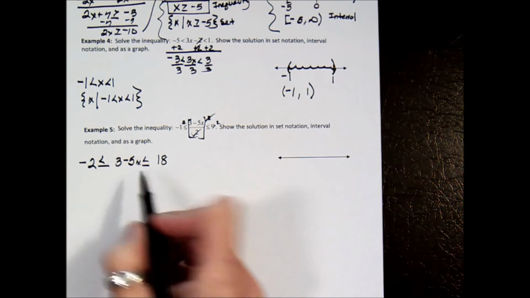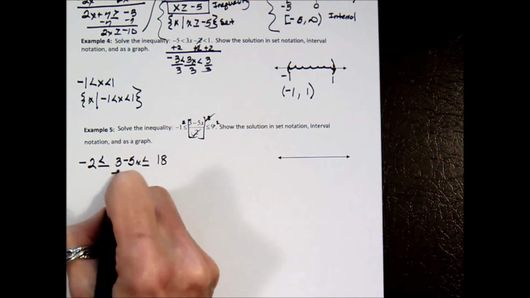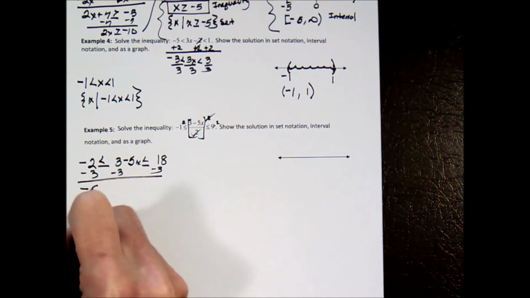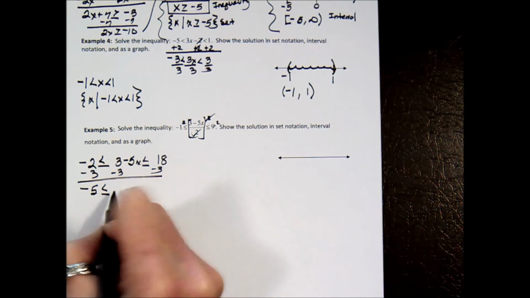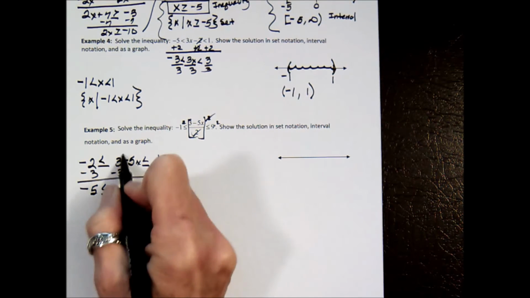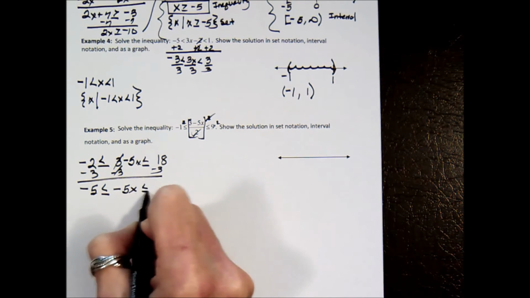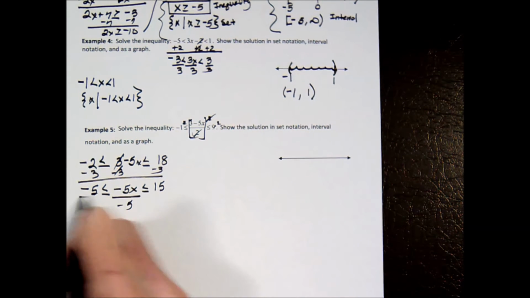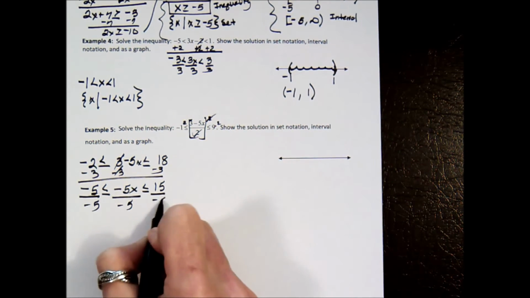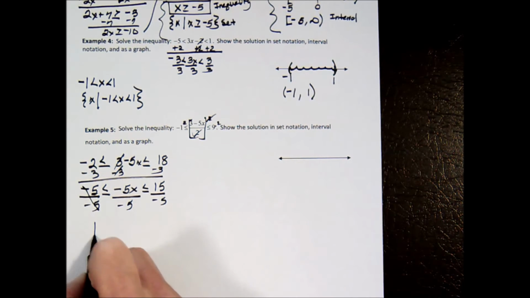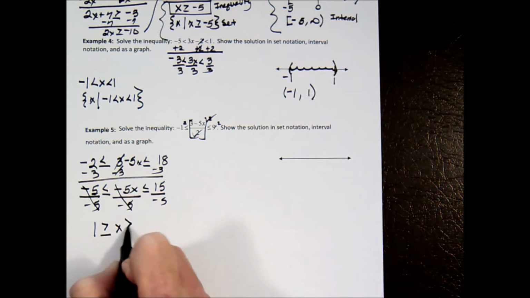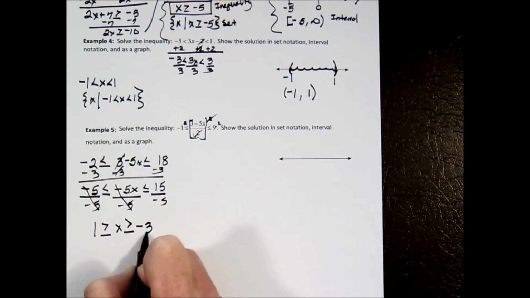Now I still want to keep the x in the center, so I'm going to subtract a 3 from all sides. Negative 5 is less than or equal to negative 5x, don't drop that, less than or equal to 15. I'm now going to divide by a negative. Remember what dividing by a negative does. This makes a positive 1, flips the sign, positive x, flips the sign, negative 3, because this is a 5.